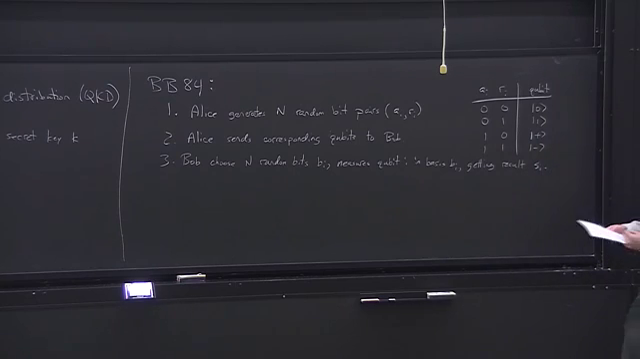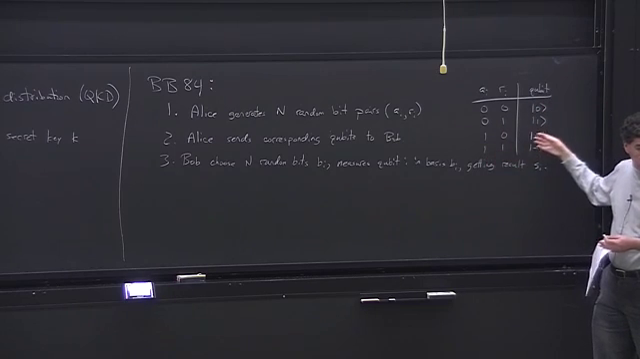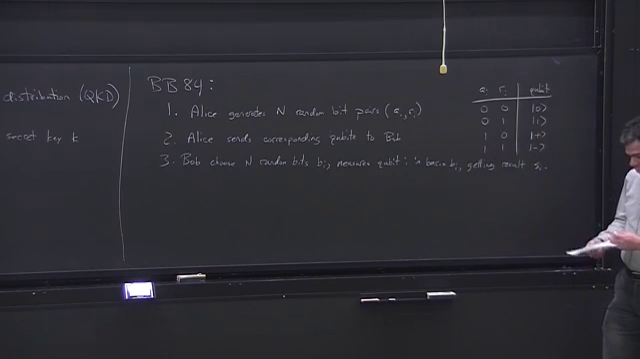OK? So Bob picks Bi equals 0. He measures in the Z basis. If he picks Bi equals 1, he measures in the X basis. OK?